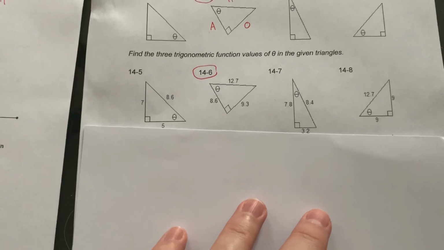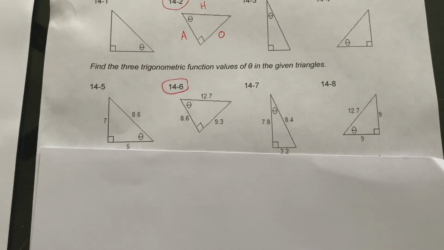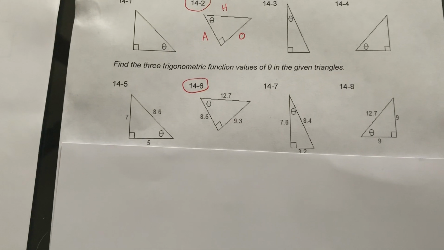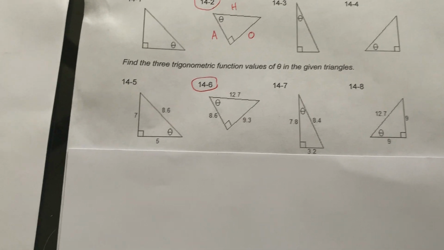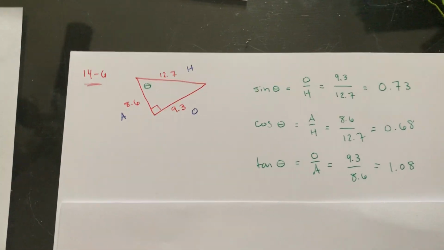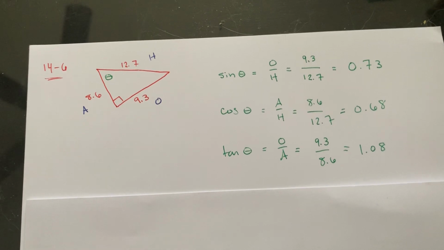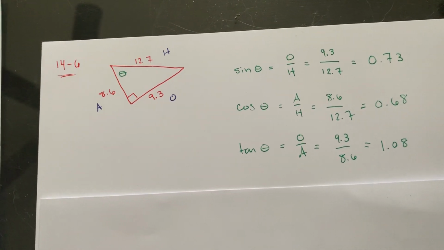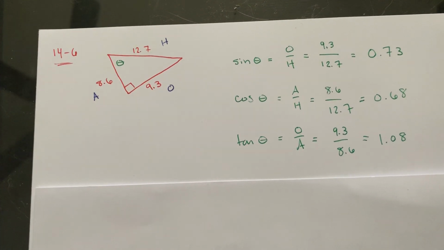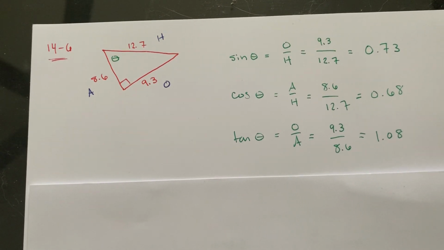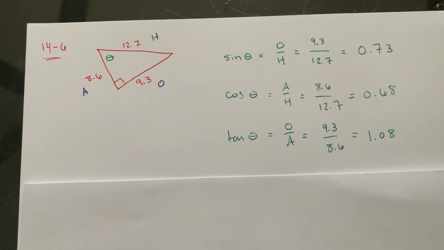If we pick another one from the homework, just to have another example, say number 6. I've got this triangle, 12.7, 8.6, and 9.3. I've got it set up over here. I've labeled the different side lengths. My angle is up in the top left. So my hypotenuse is the 12.7, the long side. 9.3 is my opposite, that's across from it. 8.6 is my adjacent. Then I'm just setting up.